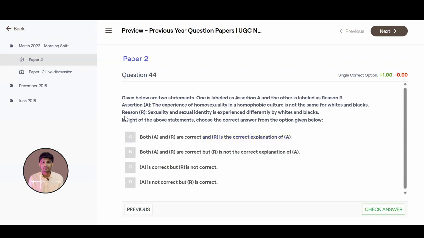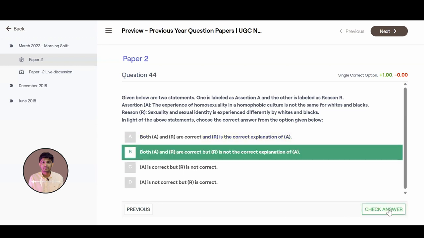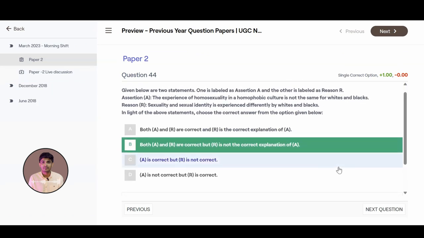Dishani, Musina, who else? Anshu. Give me the answer. Take a guess. Krish guessed B, but B is not the answer. It's A. See, experience of homosexuality in a homophobic culture. You know what homophobic means, right? It is when society tries to, or has a tendency to, ostracize homosexual people.